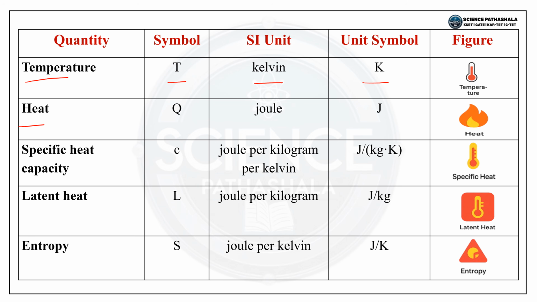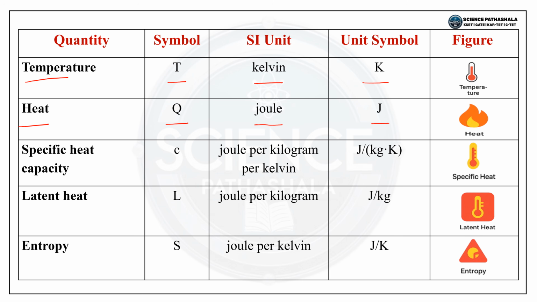The next is heat. Heat is the form of energy that flows from a hotter body to a colder body due to the temperature difference. It is represented by the symbol capital Q. The SI unit of heat is joule. The unit symbol is capital J.